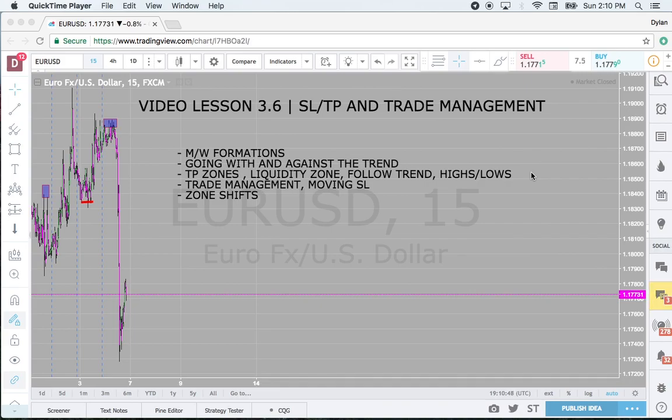Trade management: moving stop loss to break even, when to do so, and how you know you're safe to do so. Setting yourself up to get the best trade and have the best possible stop loss range, or smallest stop loss.